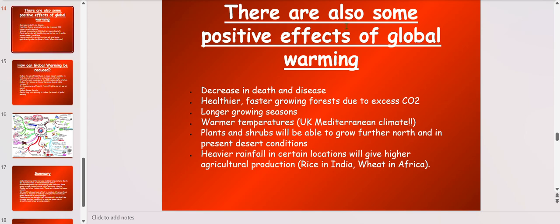There are also some positive effects of global warming, like decrease in death and disease, healthier, faster growing forests due to excess CO2, longer growing seasons, warmer temperatures. Plants and shrubs will be able to grow farther north and in present desert conditions.